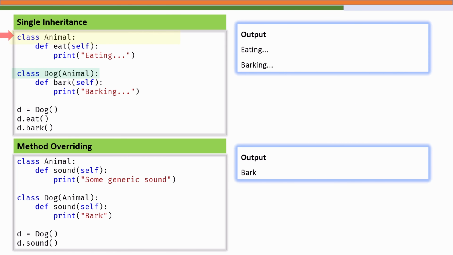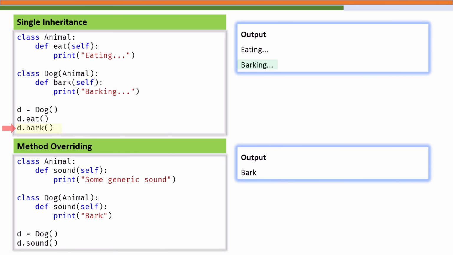So we define a base class Animal with the method eat. Then we create a derived class Dog that inherits from Animal. The Dog class adds a new method bark. When we create a Dog object, it can call both eat and bark. That is inheritance in action. That is, you reuse or extend the behavior.